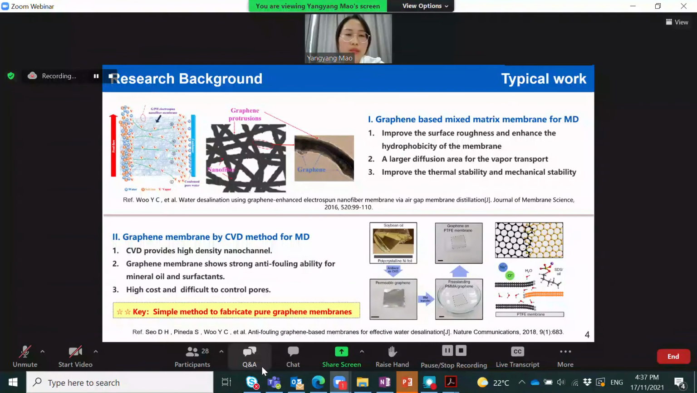The second typical work is graphene-based pure membranes by CVD methods. CVD methods can provide high-density nanochannels in graphene membranes. Also, this kind of membrane will show strong antifouling ability for mineral oil or surfactants. However, the most important thing for this kind of membrane is that it needs high cost and it is difficult to control the scale of the membrane. So for us, it's important to develop a simple method to fabricate pure graphene-based membranes.